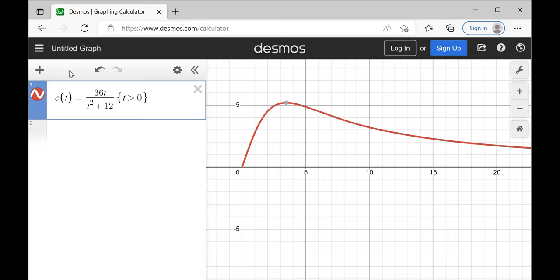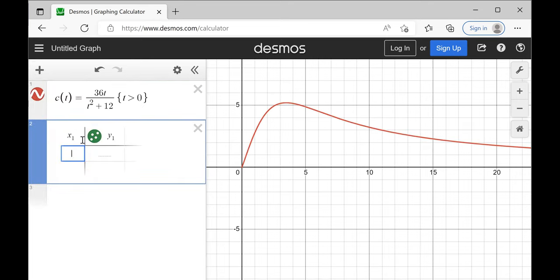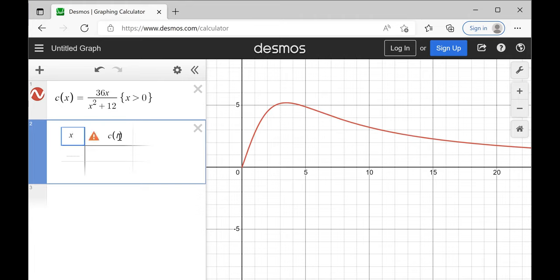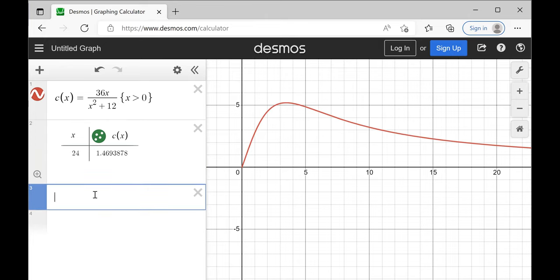But let's create a table here. t, C of t. Okay, Desmos, we'll do this if our variable was named x. It doesn't seem to like these t's. So let's change our variable name to make Desmos happy. Here. And now we can ask what the concentration is after, let's say, 24 hours. And this is percent per liter, I believe. So 1.469% per liter.